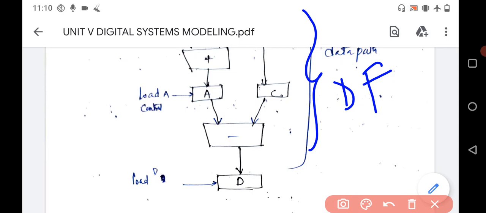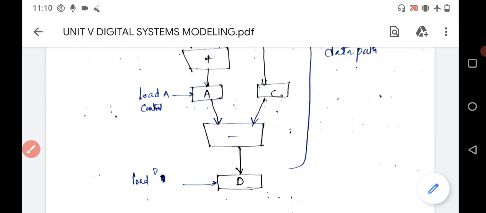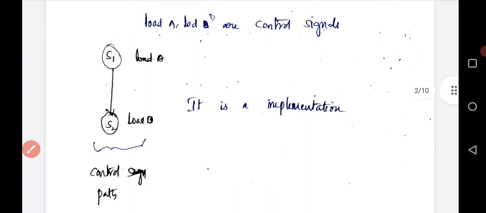At the same time, if you are loading the data, that is, the subtraction of A minus C, that value can be loaded in the D register. We just have to activate the load signal, then only it is loaded into the corresponding D register. This is generally called the control path. So that is the basic difference between control path and data path.